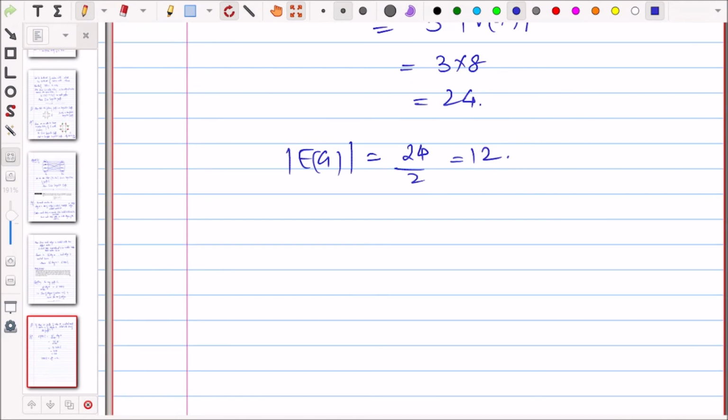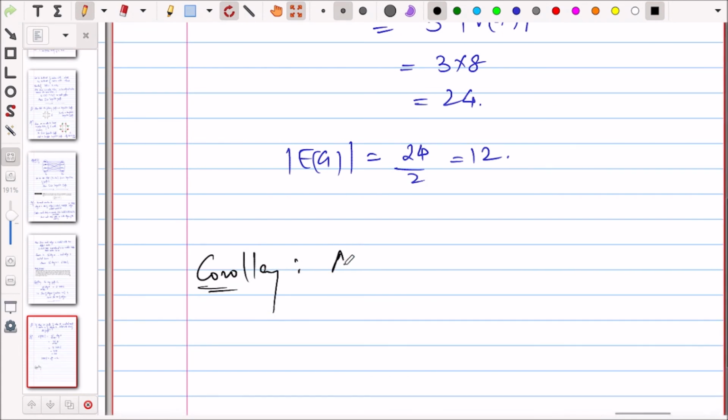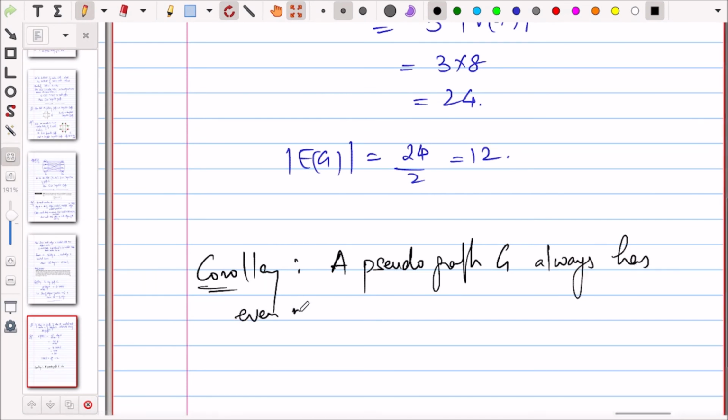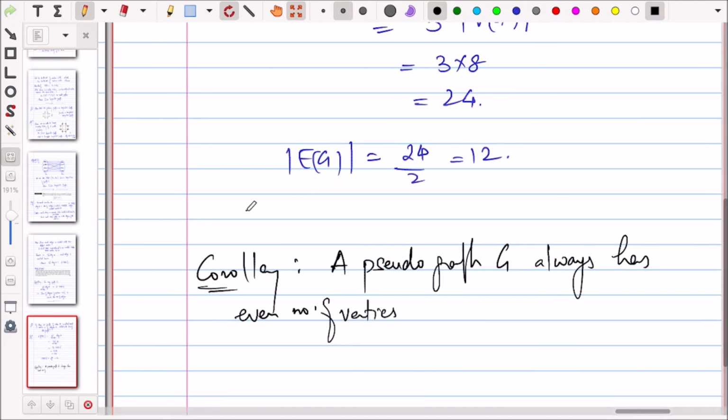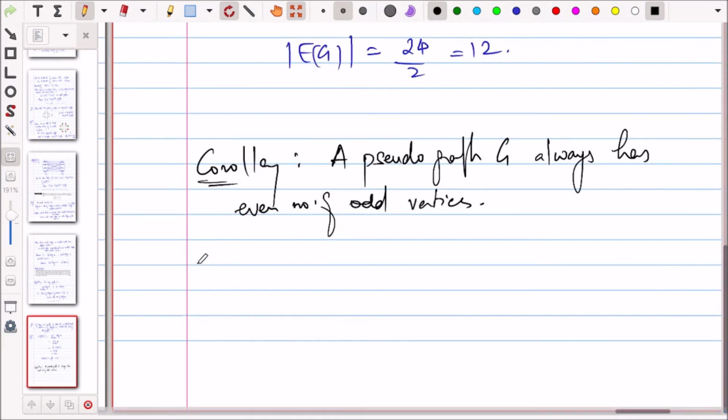इसका एक और corollary है that a graph will have even number of vertices of odd degree. Corollary, ठीक है? A pseudograph G always has even number of odd vertices. Odd vertices means vertices with odd degree. How you will prove this?